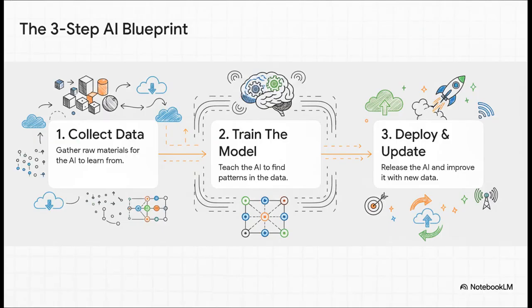So the big question is, how do you even begin to build that map? Well, it almost always comes down to this really straightforward 3-step blueprint. Step 1, collect a ton of data. Step 2, train the model. And step 3, deploy it and keep it updated. Yep, that's pretty much it. So let's break down exactly what that workflow looks like.